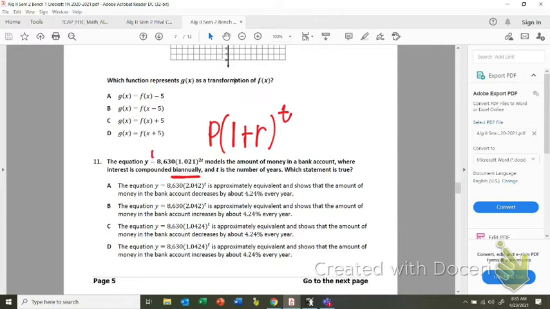So in this problem, what is my rate? We're not including the 1. So what's in the same spot as the R? 0.021. Yes. It says that that rate is compounded biannually. So how many payments are we going to be making? We're going to make 2. So what are we going to do to that rate? Times it by 2. What is 0.021 times 2?